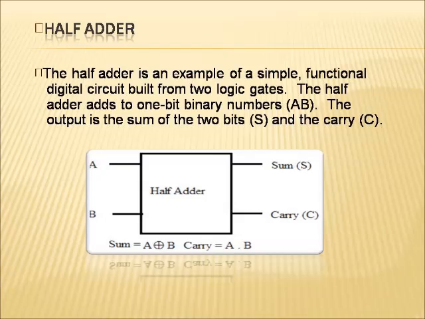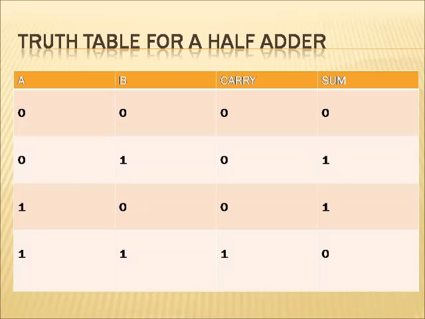Please note that the sum is represented as A XOR B and the carry is represented as A AND B, or A dot B. Here you can see the truth table for a half adder. A and B are the 2 binary digits. We have a column for carry and a column for sum.